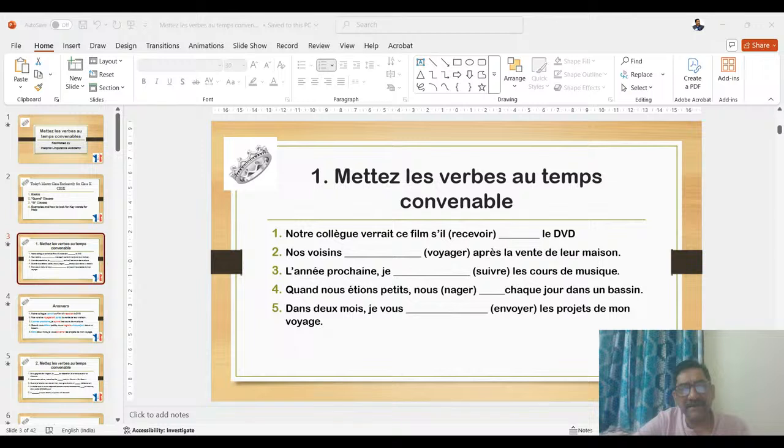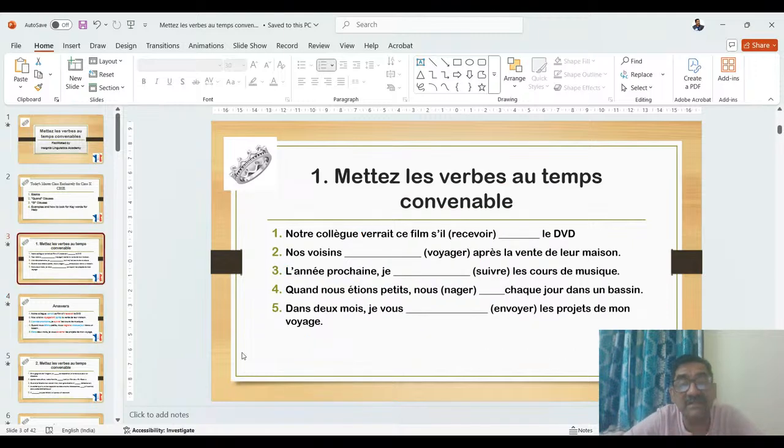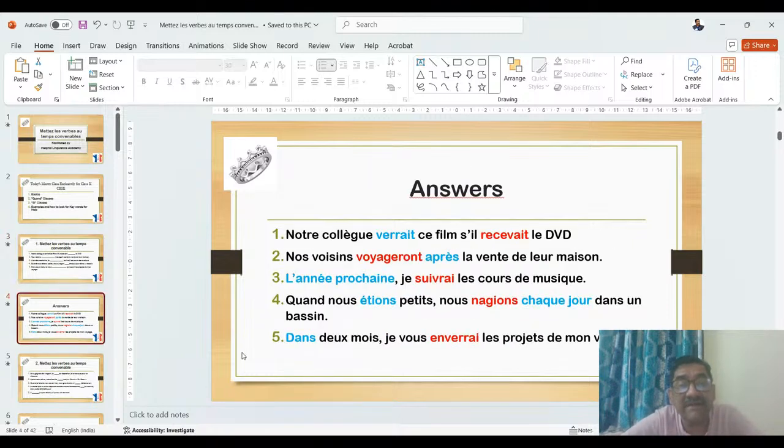So let's go to this PPT again, where I will give you the examples in color, so that you will understand better. What you're going to do is look at the color. Notre collègue. The clue is si. Si is the given word. If you see the question, si is already given. The verb is in conditional, and the clue is also si. So the answer should be in imperfect. So si plus imperfect gives condition. That is the rule this sentence is following.